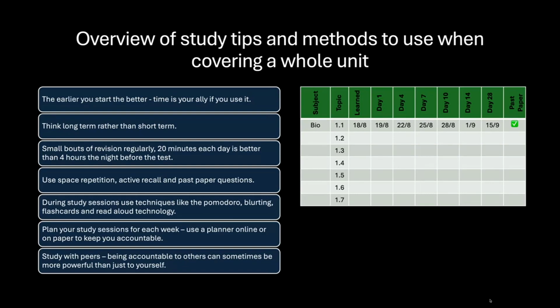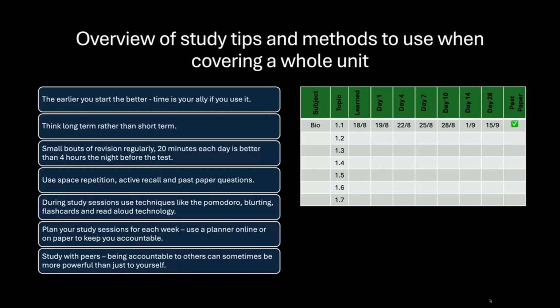And lastly, if you are poor at keeping yourself accountable, if you find that you are not very good at keeping your own promises, then enlist the help of your peers. If you study with your peers, and I don't mean sitting in the same room as them, I just mean that you have a group chat where you say, okay, we're all going to study for half an hour on this day at this time, and you all check in at the start and say, right, this is what we're going to do. Then you all check in again at the end. That accountability from peers can be just as powerful, if not more powerful, than when you're just being accountable to yourself.